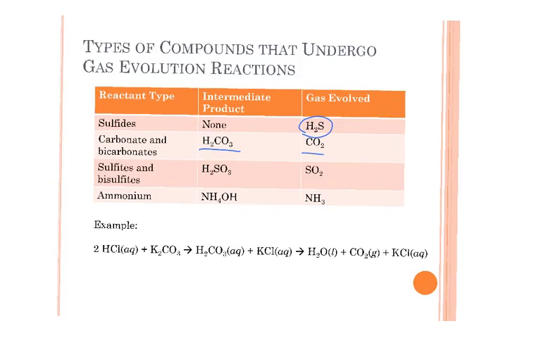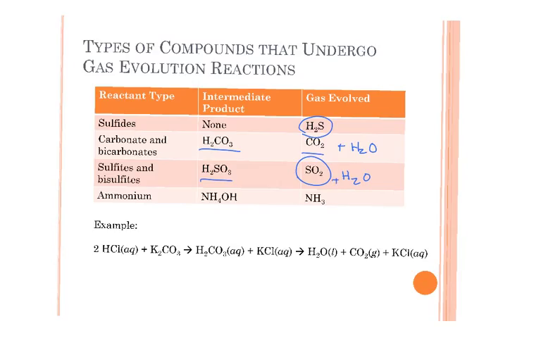Same thing if you're reacting anything with sulfites or bisulfites. Your intermediate byproduct is going to be sulfurous acid, right? And then that will break down to give you SO2 gas, sulfur dioxide, and what's left is water from that. And ammonium also breaks down and gives you NH3 gas plus water.